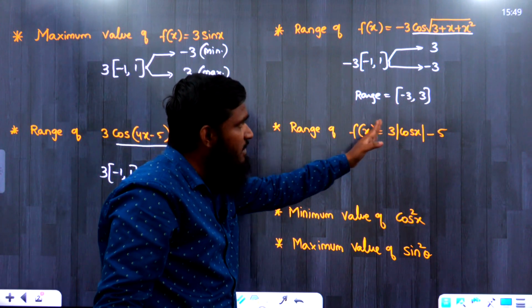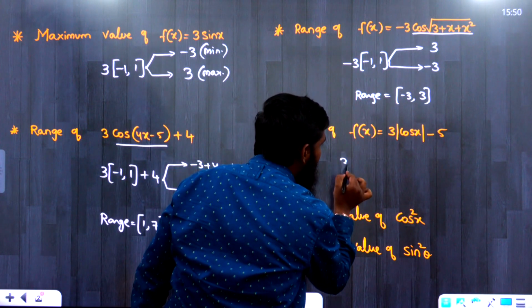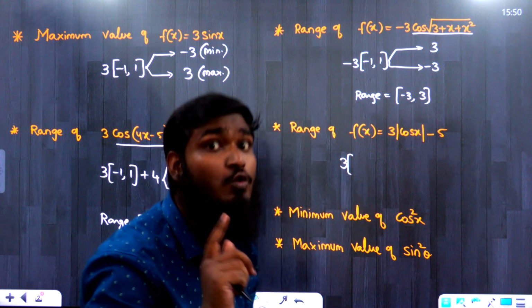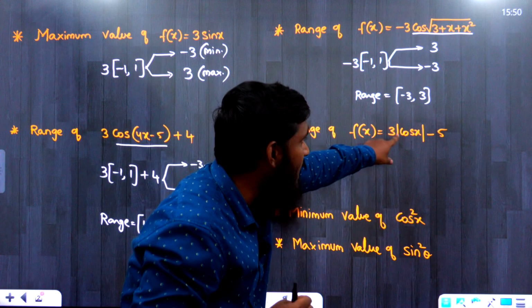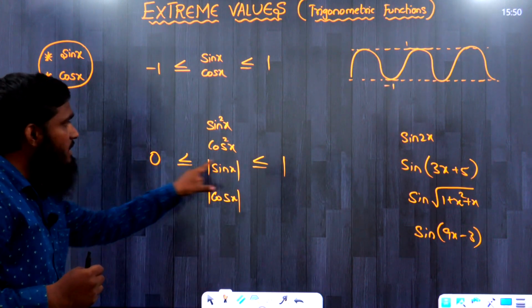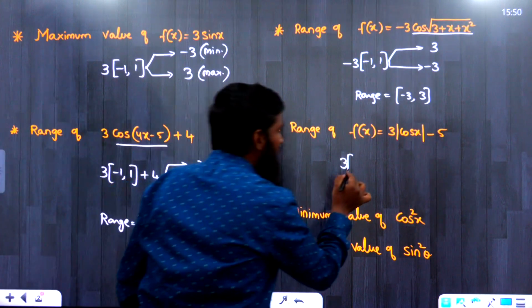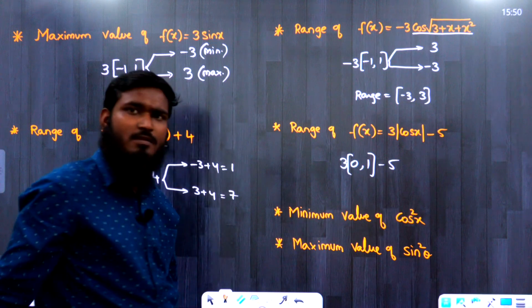Now next part. Range of f of x is equal to 3 mod cos x minus 5. So 3 I have written as it is over here. Now what are the two values of mod cos x? Say it fast. Mod cos x means we have taken 0 and 1. Let us substitute over here: 0 comma 1, minus 5. This part we have taken.